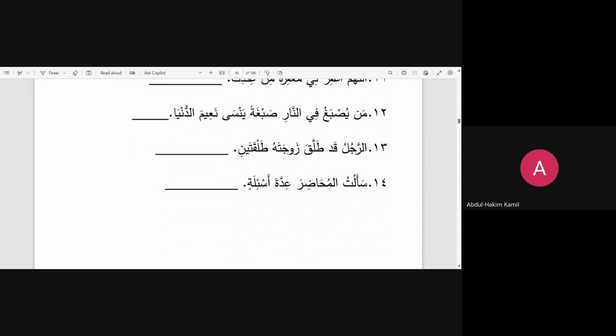Man yusbaghu fi an-nari sabghatan yansa na'im ad-dunya. Sallallahu alaihi. May Allah forgive us. Man yusbaghu. What does yusbaghu mean? The dip. You take like your bread. Allah says, wa sibghin lil-akilin. Allah says about the zaytun, wa sibghin. Like you take your bread and you dip it down in the olive oil.